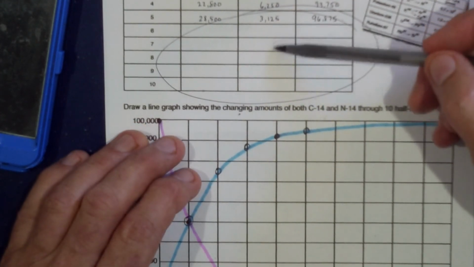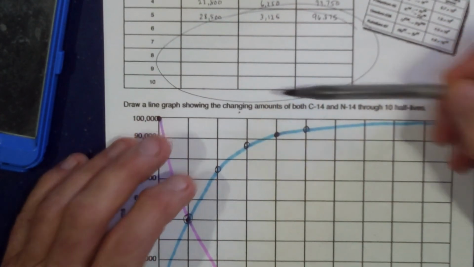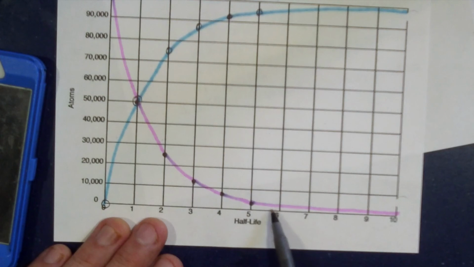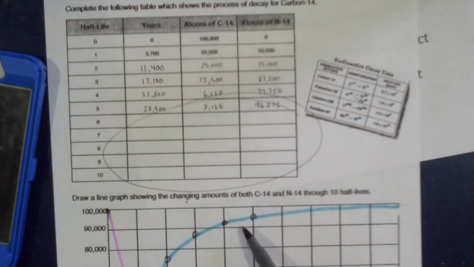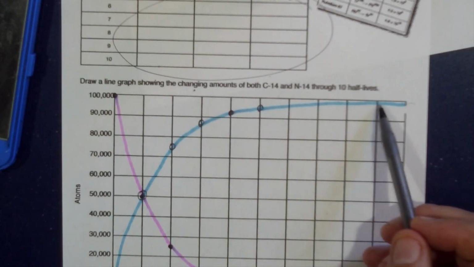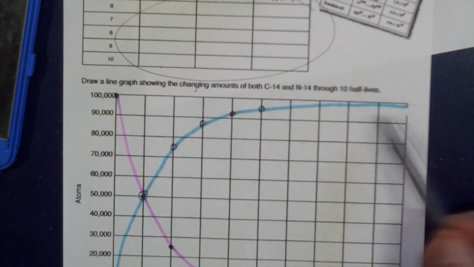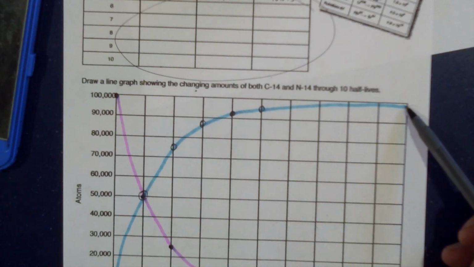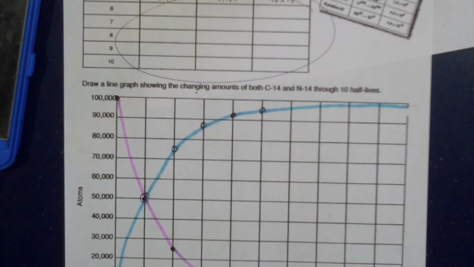So theoretically, if we keep on splitting something in half, the number will get smaller, but actually it will never reach 0. So theoretically, a substance will never become completely radioactive free. As this line gets lower, it gets closer to 0, but it never hits 0. As this line gets higher, it gets closer to 100%, or in this case 100,000 atoms of nitrogen-14, but it never will hit 100,000.